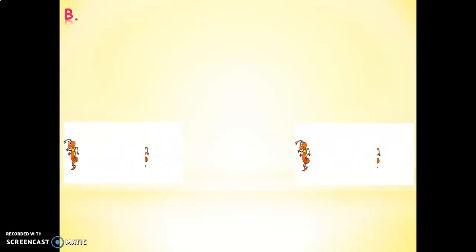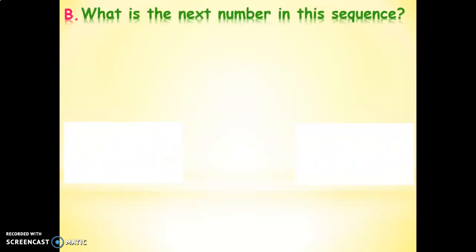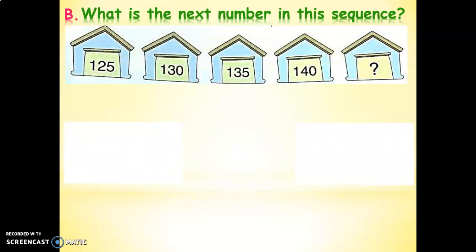From last week's lesson, we had the number sequence for increasing and decreasing numbers by twos. We will continue this with the following number sequences. So we have letter B. Try to think what is the next number in this sequence. Let me show you the example.